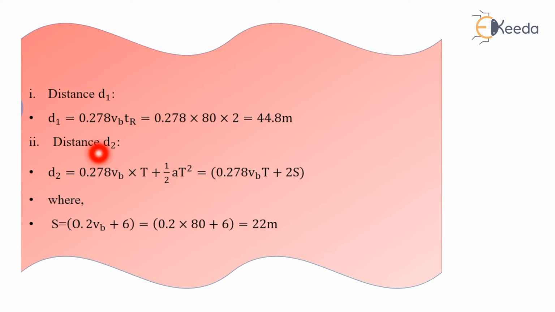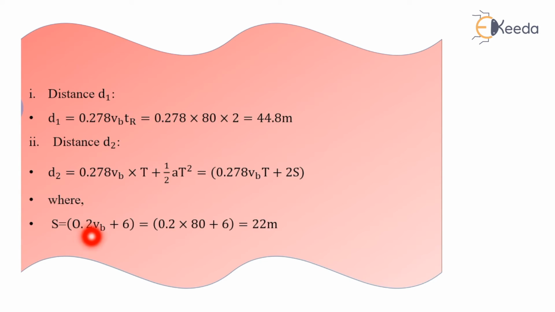Now distance D2, this is important. This is the formula which we have learned in the 11th 12th class kinematics formula. S is equal to ut plus half at square. This is the same basic formula. On that basis, this is derived. This is nothing but conversion factor for kmph to meter per second into T, capital T, plus 2s.